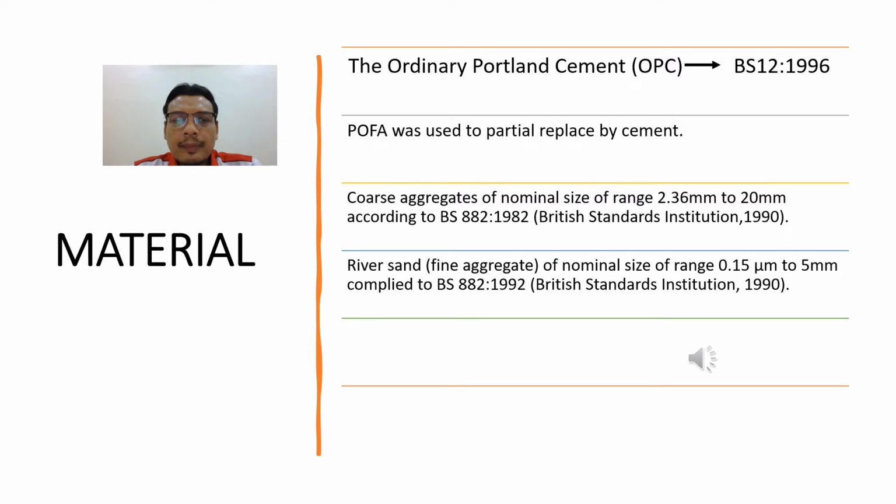This is the material we used in the study. First, the ordinary Portland cement, OPC, complying to BS 12 1996. Then POFA was used to partially replace cement. After that, coarse aggregates of nominal size range 2.36 mm to 20 mm according to BS 882-1982. And finally, river sand or fine aggregate of nominal size range 0.15 micrometer to 5 mm complying to BS 882-1992.